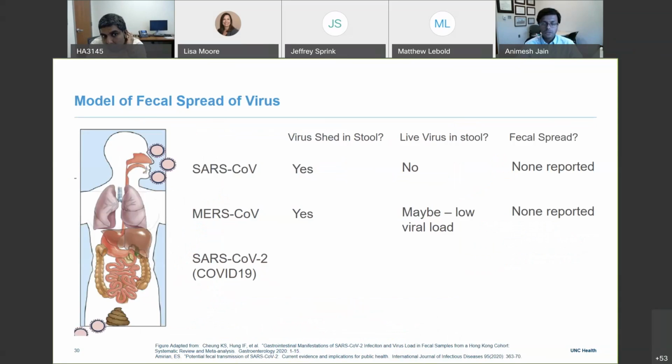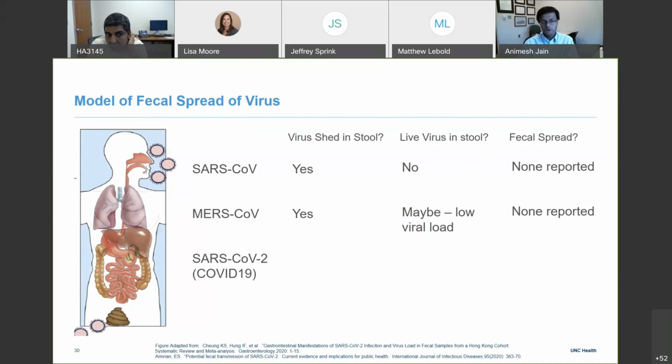Next slide. So I thought it'd be helpful, since we have such limited data, and this is certainly an area of concern, to put this in the context of other coronaviruses that we have a little bit more experience with. So on this slide, I've shown the other kind of coronaviruses that we have better working knowledge of. The original SARS coronavirus, SARS-CoV, is shed in the stool for sure. There is no detectable live virus that's ever been found, or intact virus, and there's been no reported cases of fecal spread with the original SARS virus.